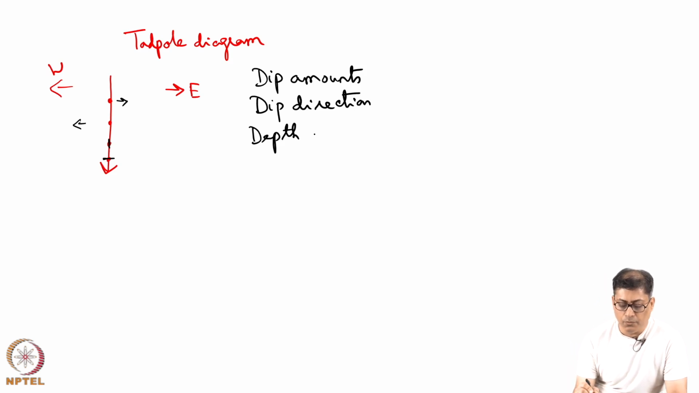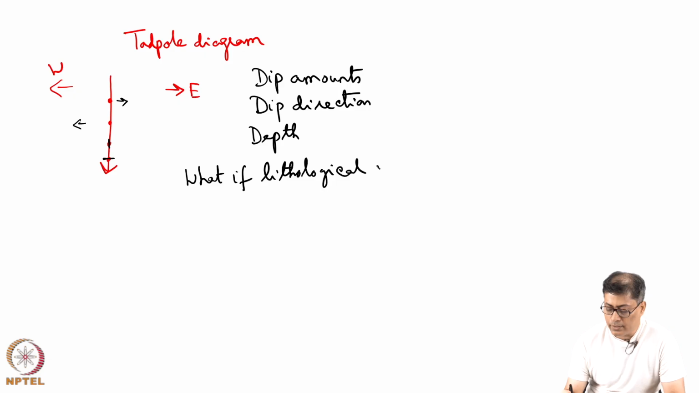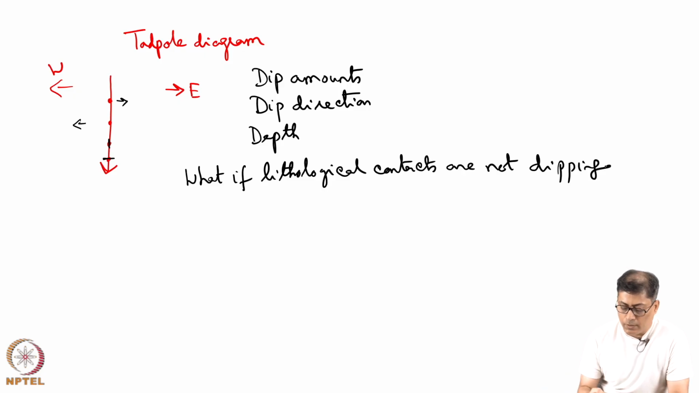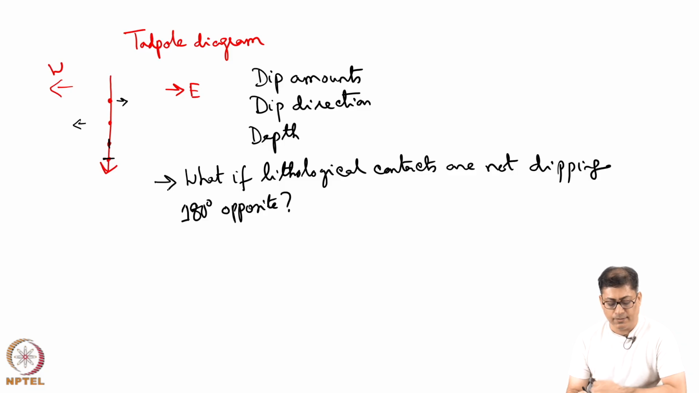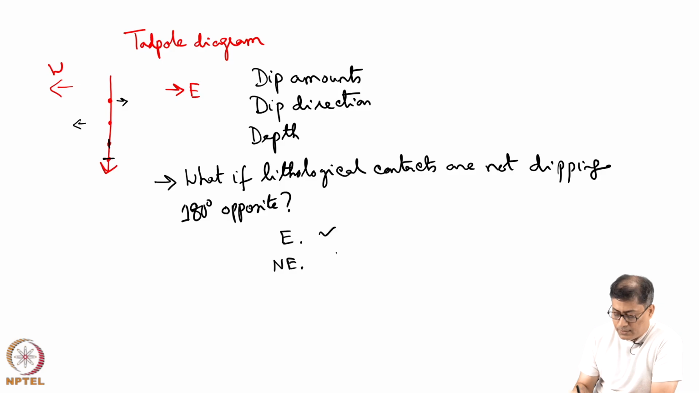Now one can argue, what if the lithological contact is neither dipping towards east nor towards west? Or what if lithological contacts are not dipping 180 degree opposite? This question means that suppose a dip direction is east, another dip direction is northeast. Now east and northeast are not 180 degree apart. Well, in that case the tadpole diagram will not be a feasible presentation of the data set.